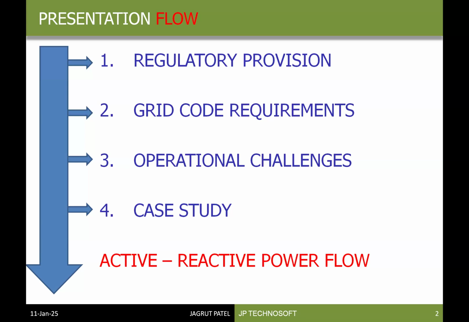So basically, I have prepared the flow of my presentation in this way. We will first discuss the regulatory provisions, I mean the rules and regulations specific to active and reactive power flow. Then grid code requirements, the local grid codes, of course, since we are all connecting our renewables to the local grid, so we have to adhere to these grid codes. Then operational challenges in implementing those suggestions given in the grid codes. And at last, we will discuss one case study that we have observed. We would like to share those things with you.